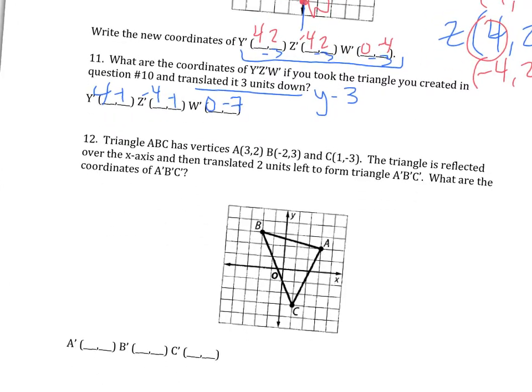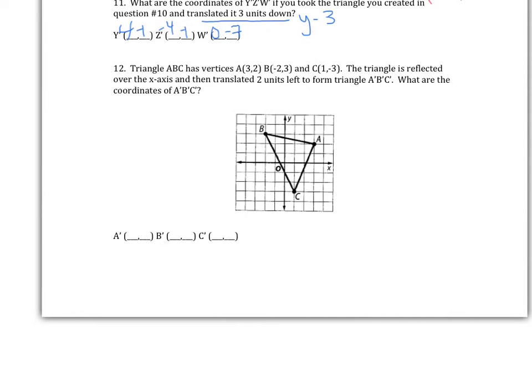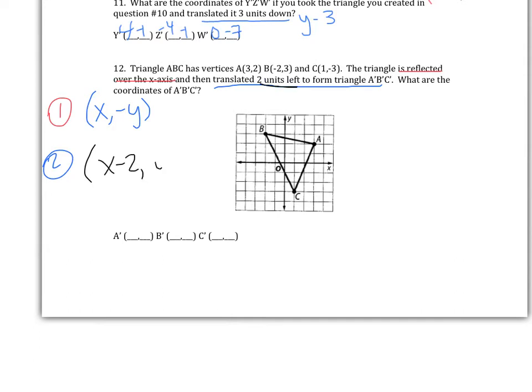Next one, we have a triangle. It tells me the vertices. This one has multiple transformations. It's reflected over the x, so the first thing is reflect over the x, and then we're going to translate. So let's talk about our rule if we reflect over the x. Our rule would be x, -y. Then, if we translate 2 units left, it would be x minus 2, y.